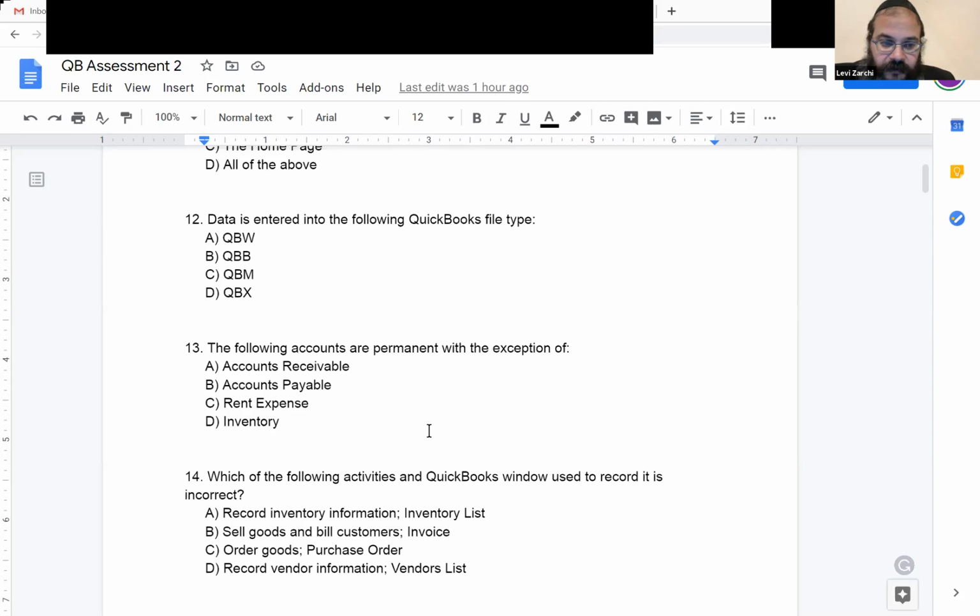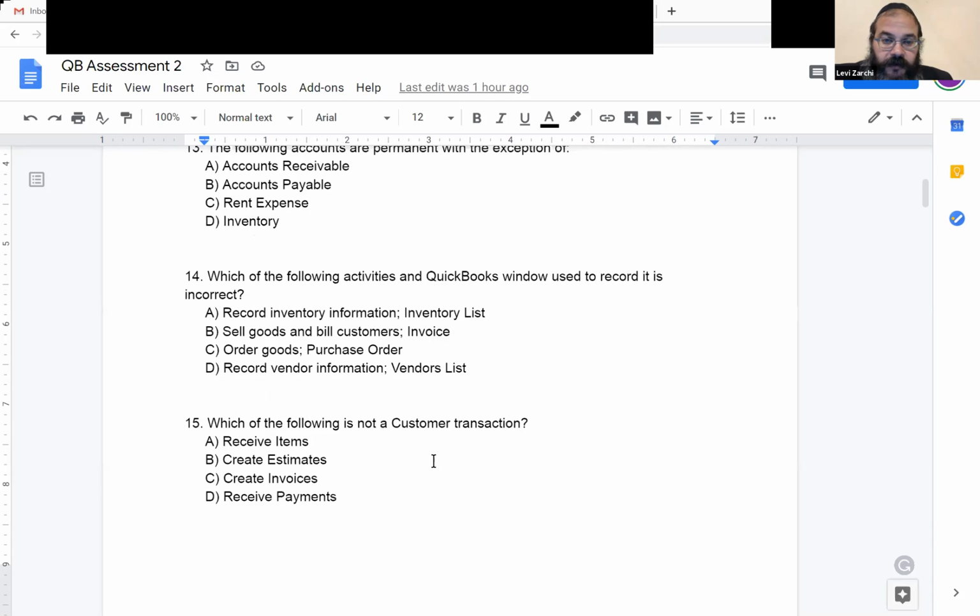And question number 14: which activities and QuickBooks windows we would use to record is incorrect? If you're recording inventory information, do you use the inventory list? The answer is no, so A is incorrect. We sell goods and we use an invoice. We order goods, we use a purchase order, and we record vendor information in the vendor list. But for inventory information, we have an item. If you recall, we go into the items.